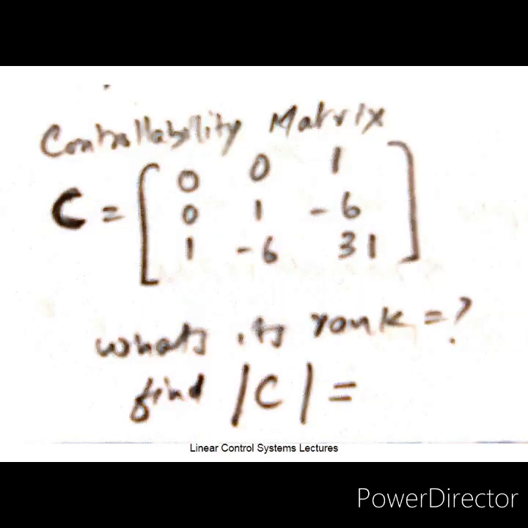In this slide we have made our controllability matrix as shown over here. In the first column we have 0, 0, 1. In the second column we have 0, 1, -6. In the third column we have 1, -6, and 31. What next? Next we have to find the rank of this C matrix.